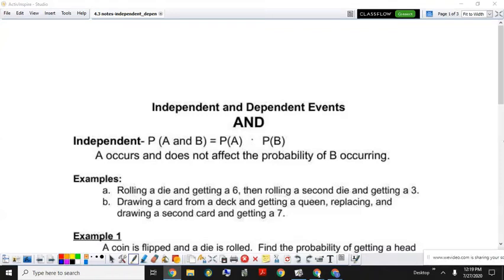Hello, today we're going to do independent and dependent events. In the previous section we did mutually exclusive and not mutually exclusive. Today we're doing independent and dependent events.